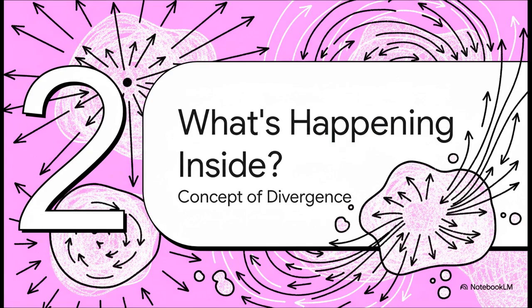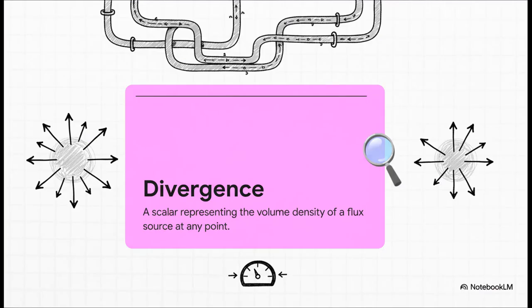Now, to really wrap our heads around it, we need to talk about a concept called divergence. Divergence is actually pretty simple. It's just a number. A number that tells you if any specific point in space is acting like a source or a sink. You can think of it like a microscopic flow meter for our water box. At any single precise point, it tells us if that spot is behaving like a tiny faucet, a source, or a tiny drain, a sink.